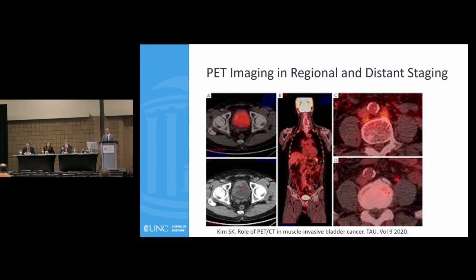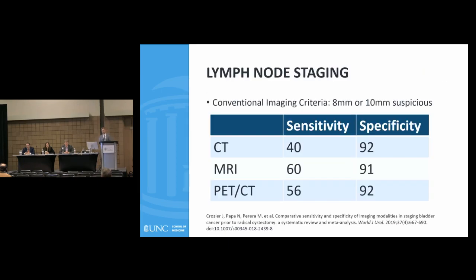We want to assess both regional disease and metastatic disease in the setting of bladder cancer. Conventional CT, which is endorsed by guidelines, sometimes has quite low sensitivity and specificity, with accuracy somewhere around 50% to determine whether a lymph node is actually positive or not. So this may be an area where PET imaging can enhance our performance characteristics.